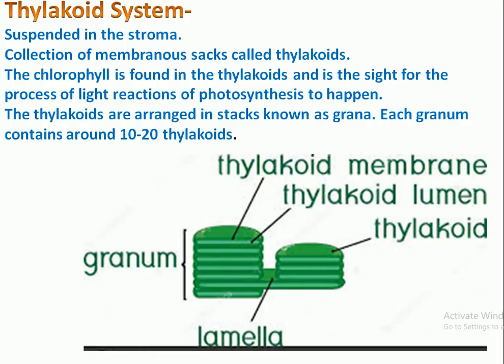Thylakoid system. It is suspended in the stroma, that is in aqueous fluid. It is a collection of membranous sacs called thylakoids. The chlorophyll is found in the thylakoids and it is the site for the light reaction of photosynthesis to happen. The thylakoids are arranged in stacks known as grana, and each granum contains around 10 to 20 thylakoids.